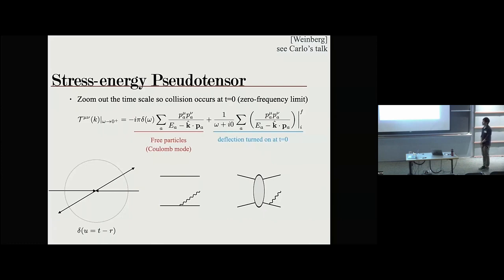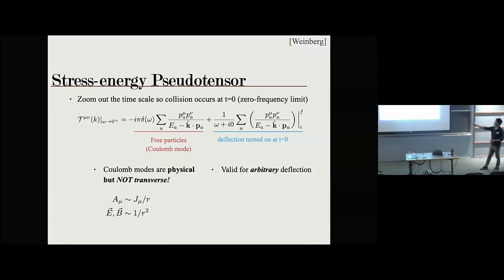Two important remarks. First is that these free particle modes, sometimes called the Coulomb modes, are definitely physical even with zero energy, and they're simply the Coulomb field you learned in high school. Back to the point I made earlier, typically we assume the fields are transverse, but they're definitely not transverse for this particular part, the Coulomb mode. Just go back to high school E&M: the electric field is along the radial direction, so it's not transverse at all. So you should not impose that projection. And this is really valid for any arbitrary deflection, as we learned from Weinberg many, many years ago.